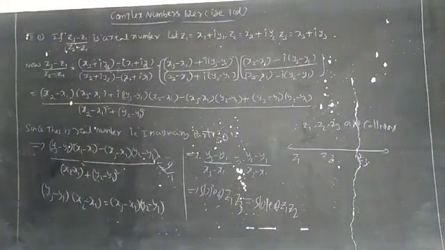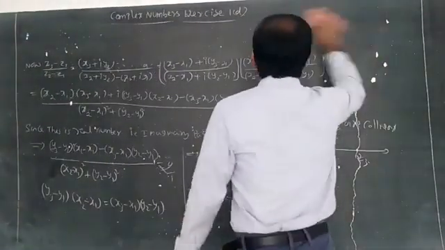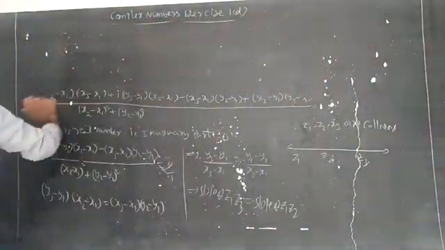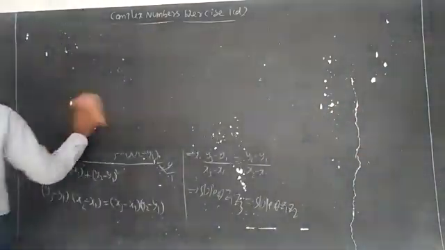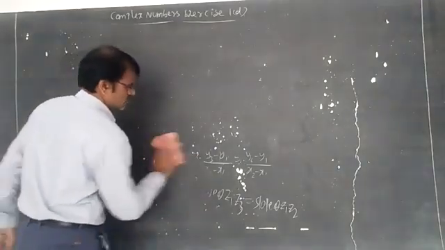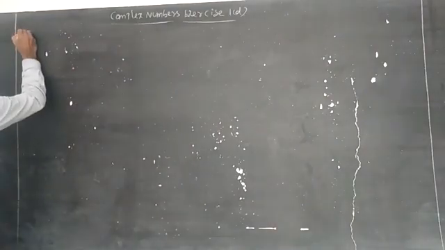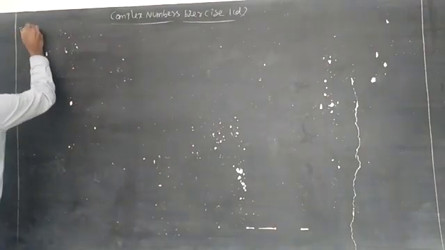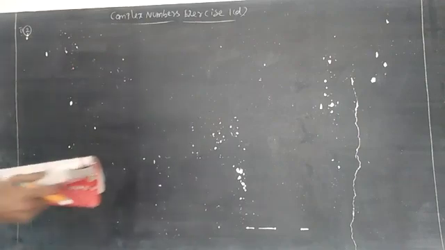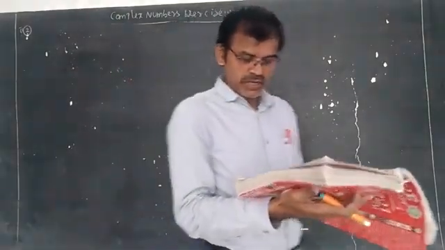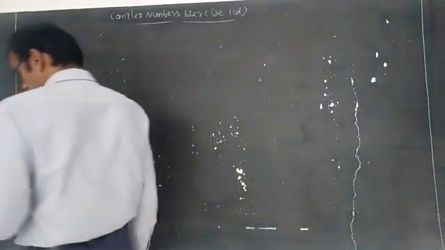Now let us discuss the second problem, second question. Show that the four points represented by the complex numbers 2 plus i, 4 plus 3i, 2 plus 5i, and 3i are the vertices of a square.